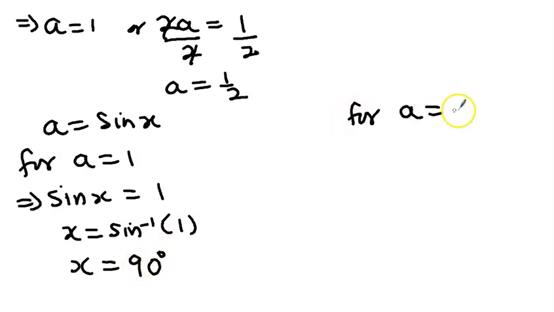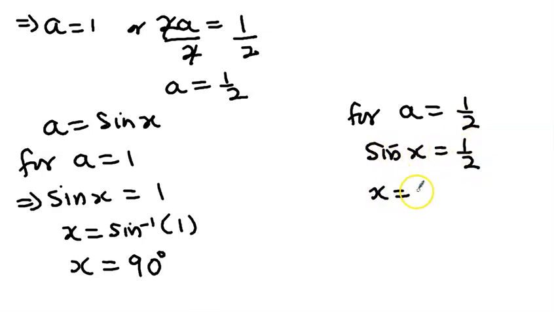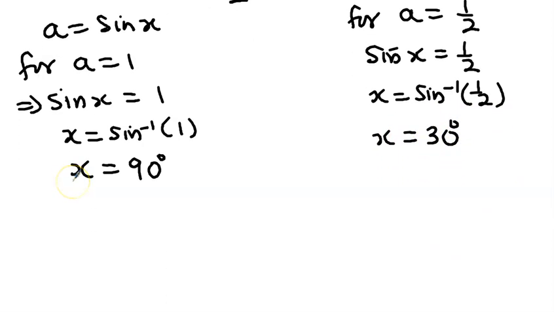And then for a is equal to 1 on 2, sin x is equal to 1 on 2. So our x will be sin inverse of 1 on 2. And sin inverse of 1 on 2 is equal to 30 degrees. And because the interval is from 0 degrees to 90 degrees, we will accept these ones as our final answer. So therefore, x is equal to 30 degrees or 90 degrees.